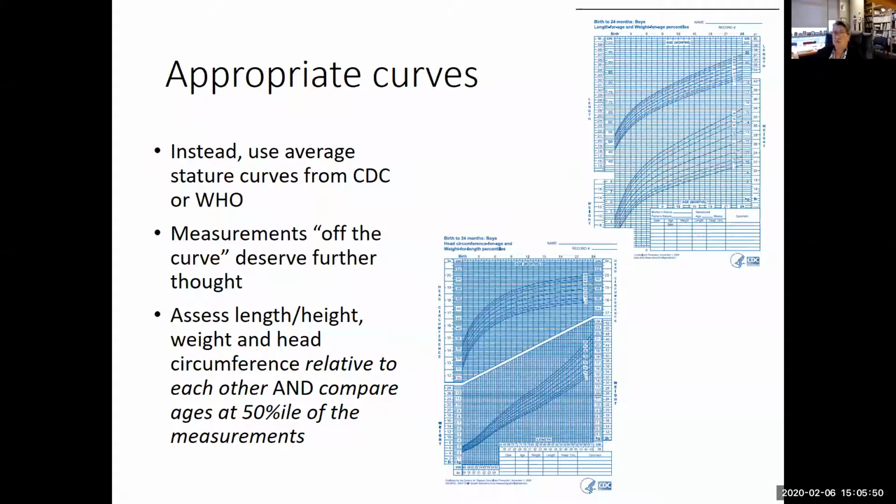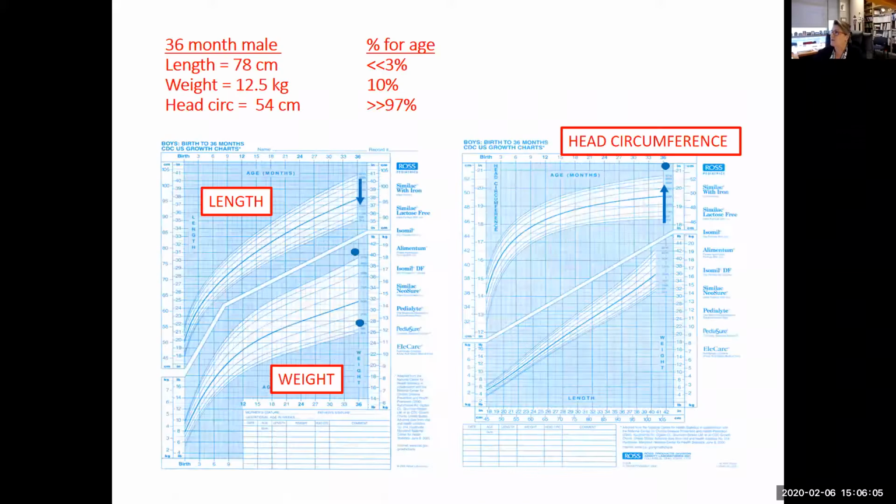So often what we need to do is use standardized curves from the CDC, the World Health Organization, and just plot our patients on these curves and assess the height, weight, and head circumference relative to each other, and then compare the values if you roll them back over to the 50th percentile for that measurement and then look at the age. So let's go through an example of this.